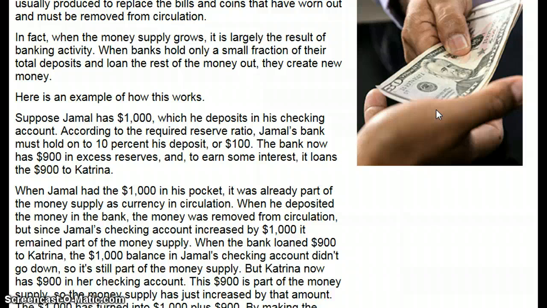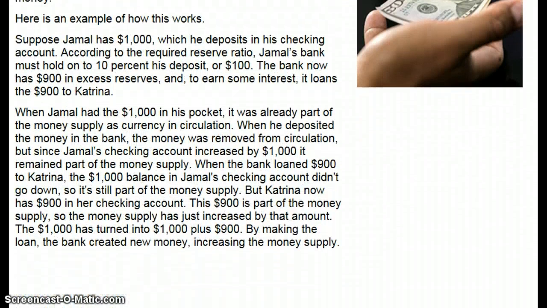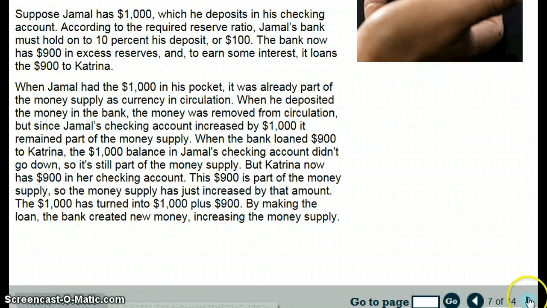But Katrina now has $900 in her checking account. This $900 is part of the money supply. So the money supply has just increased by that amount. The $1,000 has turned into $1,000 plus $900. By making the loan, the bank created new money, increasing the money supply.